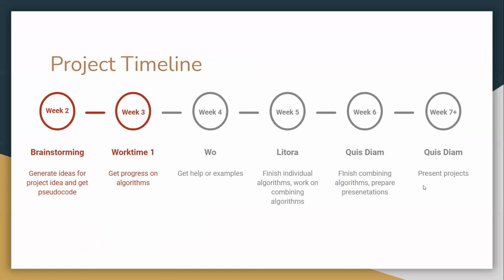And after that, we're going to finish combining algorithms, and then you're going to work on presenting your project. You're going to work on creating some slides, like the slides you're seeing right now. You're going to create a presentation, and then week 7 plus, we're going to have people present their projects.